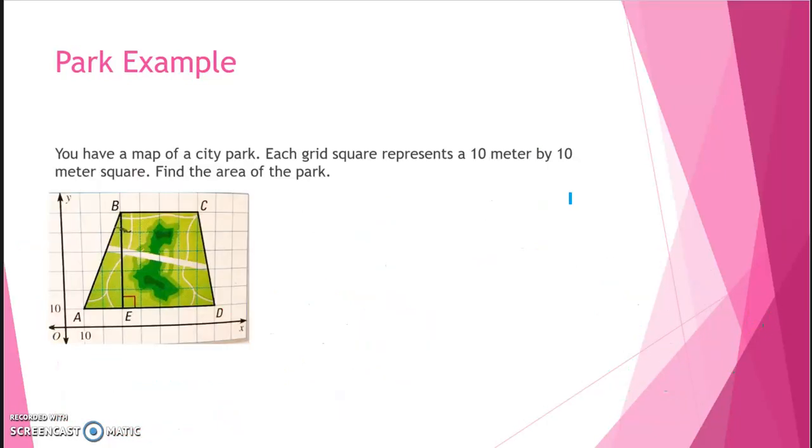So in the next example, you have a map of a city park. Each grid square represents a 10 meter by 10 meter square, so each increment is actually 10 units rather than just 1 unit. We're just going to find the area of the park. The first thing that you have to realize is that it is a trapezoid, so we're going to use our area of a trapezoid formula, and then start plugging some of the values in.